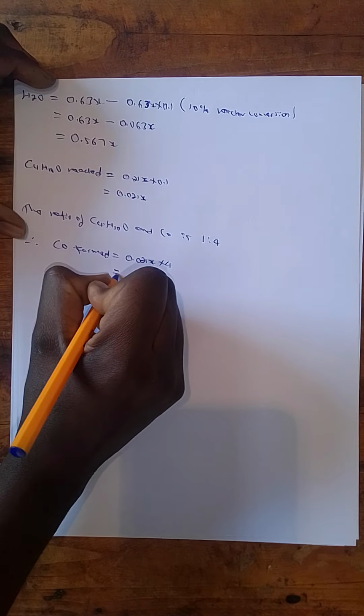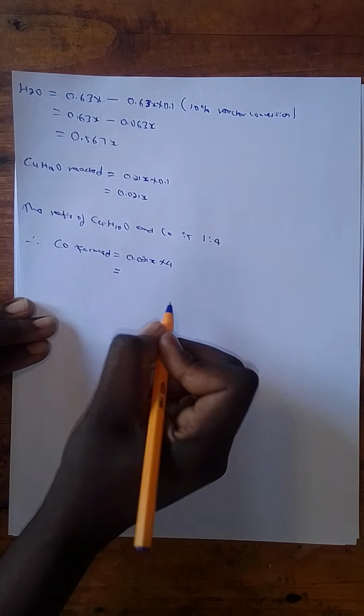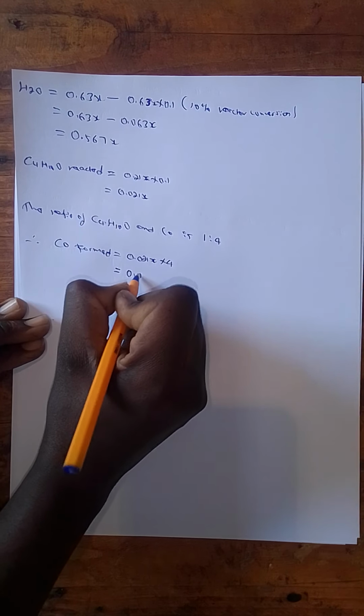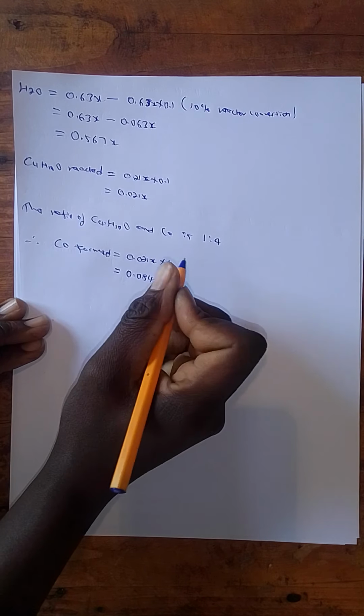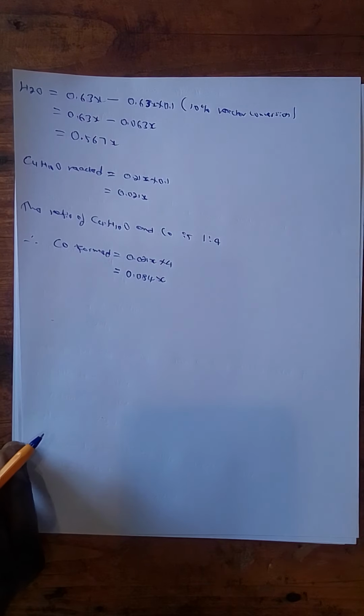And if you use your calculator, it should give you 0.084x. That is actually the CO that is formed.